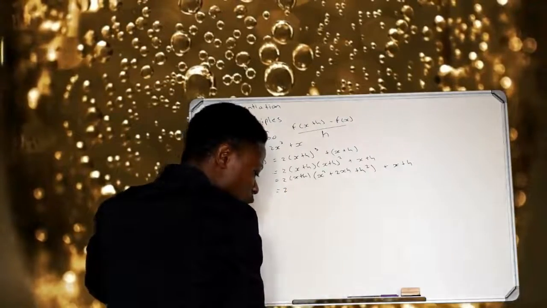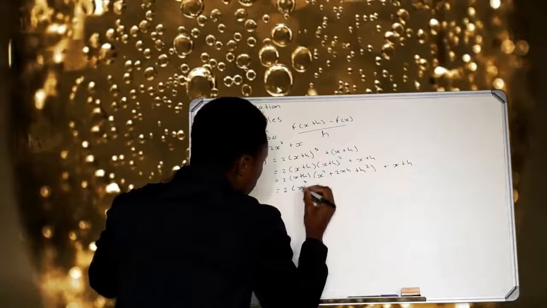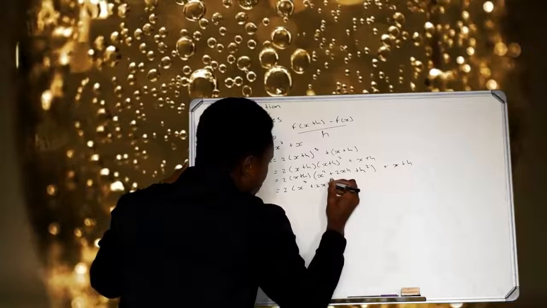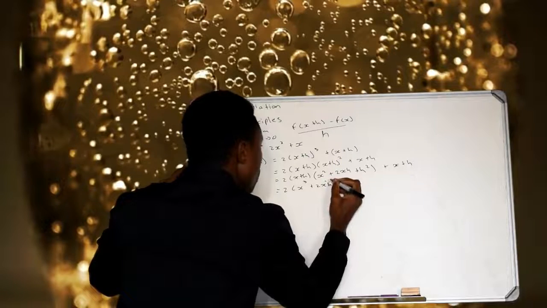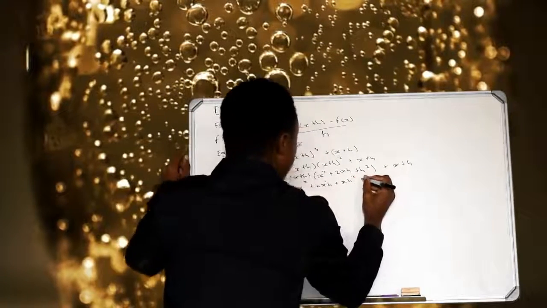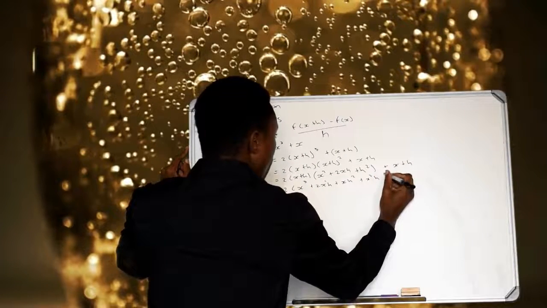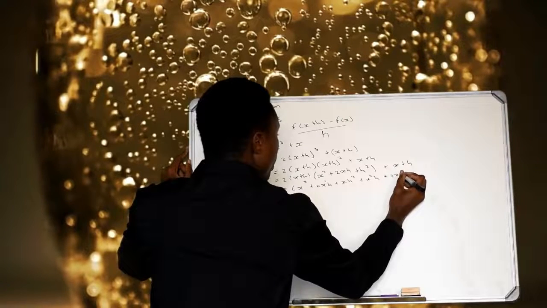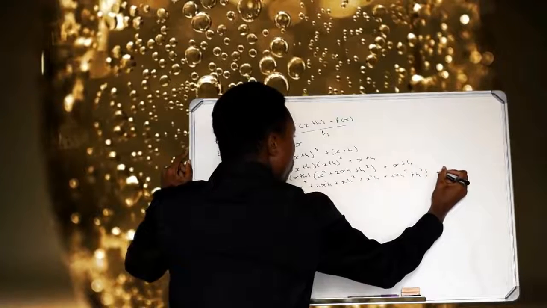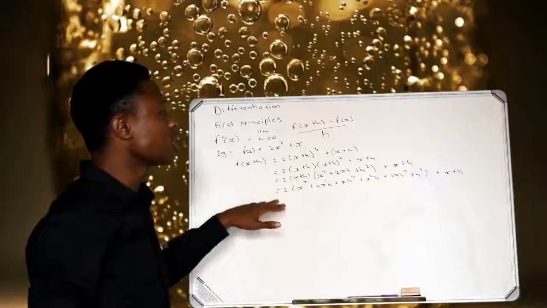So if I'm doing FOIL, what I will have over here is x cubed plus 2xh plus xh squared plus x squared h plus 2xh squared plus h cubed, bracket, plus x plus h, right? That's the stuff that's on the outside, right? So now this is what I have.